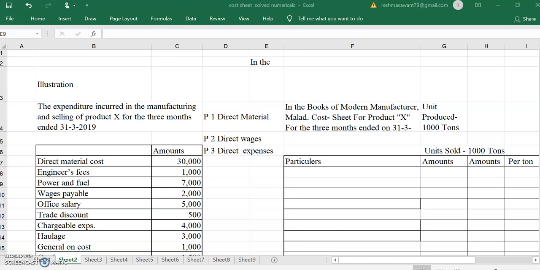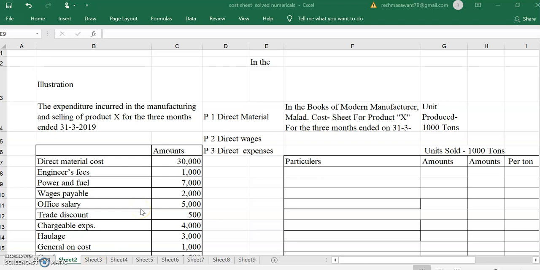As you know, what is a cost sheet? A cost sheet is a document we prepare by recording various costs. It is a statement that shows the various components of total cost for a product and shows previous data for comparison. In this part we discuss one numerical problem on how to prepare a cost sheet.